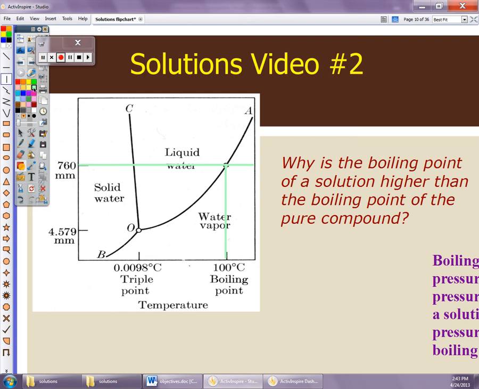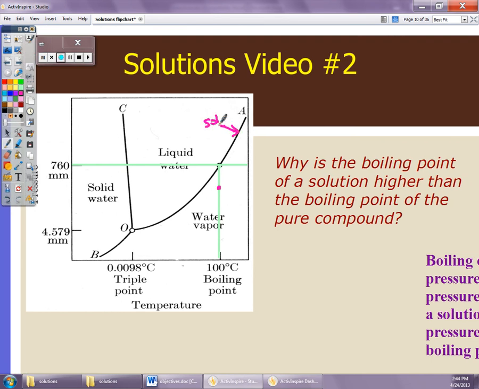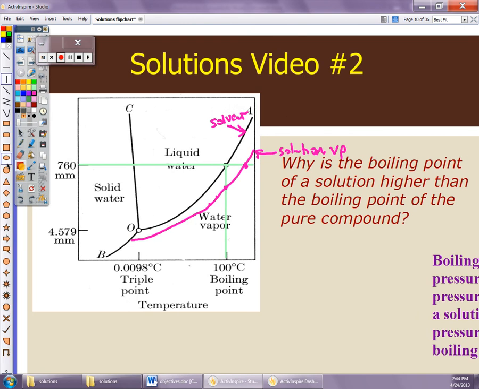If you have a solution, the solution is going to have a vapor pressure less than the solvent. So this is pure solvent, and this is the solution. At every temperature, the solution is going to have a vapor pressure less than the pure solvent. As a result, you get a new line that shows the vapor pressure of your solution. And as you can see, in order for it to boil, to have its vapor pressure equal to the atmospheric pressure, you have to have a higher temperature.